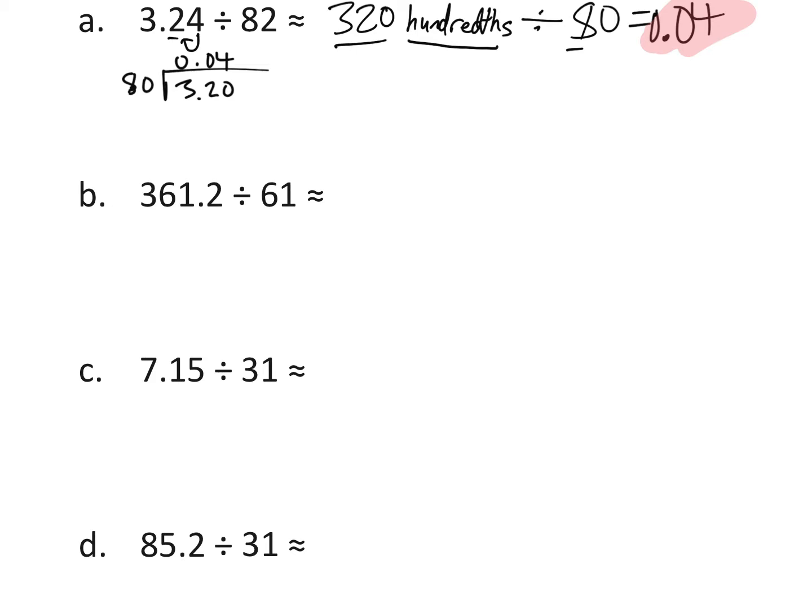So let's try B together, and then after that, I'll release you to try to do the rest of them by yourself. So let's look at 361 and 2/10 divided by 61. Right off the bat, I am seeing a 36 and a 6. And I like that because 36 divided by 6 would just be 6. So let's see if we can estimate or round these numbers close by. I'm going to change this 361. I'm going to round it down to the tens place, which would make it 360.